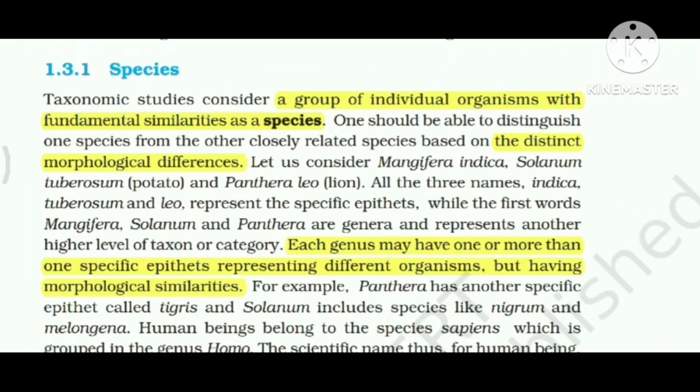Here we are going to discuss species. A group of individuals which have fundamental similarities is called a species, and here we get some examples like Mangifera indica, Solanum tuberosum and Panthera leo. Here the three names indica, tuberosum and leo represent the specific epithet, and Panthera and Solanum represent genera. Each genus has more than one species, like Solanum has two species, nigrum and melongena. Likewise, Panthera also has two species, leo and tigris.